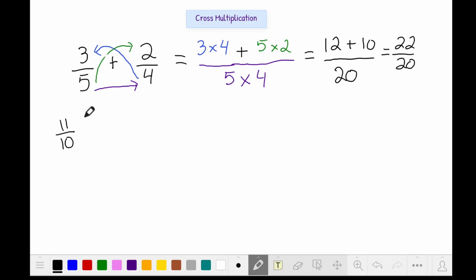Now, 11 out of 10 is as simple as it's going to get because 11 is a prime number, and a prime number is a number that can only be divided by 1 and itself, which means that I can't simplify it any further. And that right there is our most simple answer.